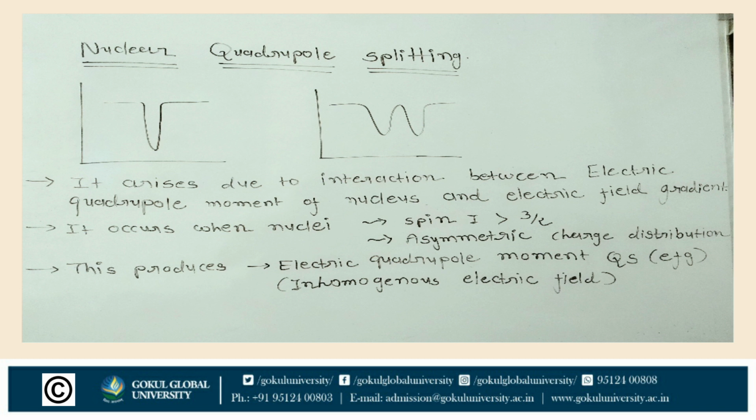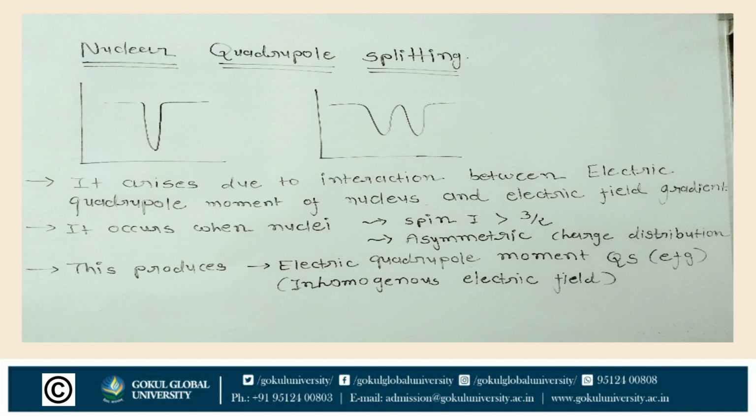Such a split peak we can get, and this type of peak we get due to nuclear quadrupole splitting. It is a phenomenon that arises due to the interaction between the electric quadrupole moment of a nucleus with the electric field gradient. How does it arise? It occurs only when the nuclei have a spin value.